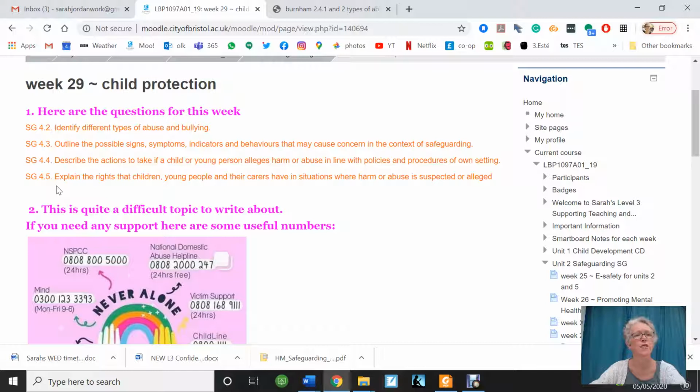They are safeguarding 4.4. Describe the actions to take if a child or young person alleges harm or abuse in line with policies and procedures of own setting. So for 4.4, you do need to talk about in your own school. 4.5 is an explain question. Explain the rights that children, young people and their carers have in situations where harm or abuse is suspected or alleged. Okay, so let's have a look at what you've got to do.